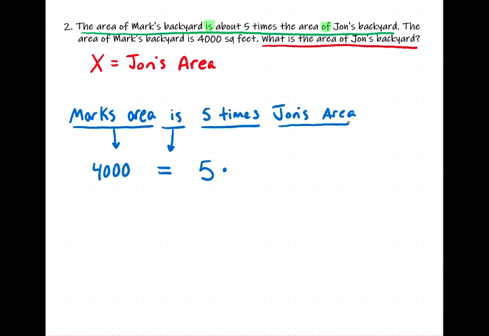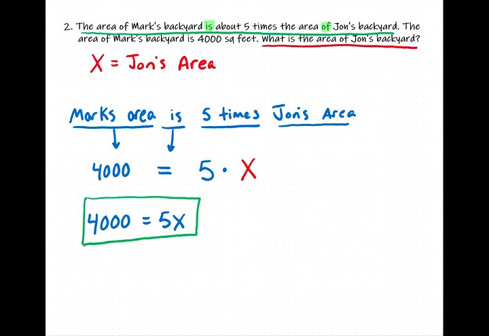And the area of John's backyard, that's what's unknown. So we're using x for that. Okay, so the area of Mark's backyard, 4,000, equals 5 times the area of John's backyard, which is x. So our mathematical equation here is 4,000 equals 5x. And again, we're going to stop with the initial setup.